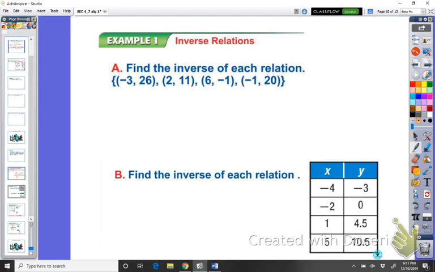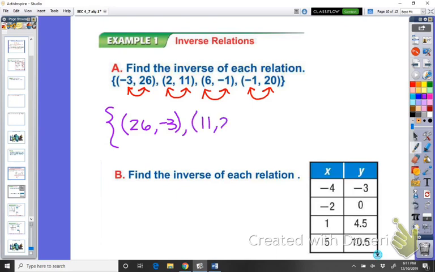So example 1, find the inverse of each relation. So you have a set of ordered pairs here. We just need to flip all the X and Y's around to write the new inverse ordered pairs. So I'm going to start with a little curly brace. Instead of -3, 26, we're going to have 26, -3. Instead of 2, 11, it's going to be 11, 2. Instead of 6, -1, it's going to be -1, 6. And instead of -1, 20, it's going to be 20, -1, and end the curlies. So this is the inverse.